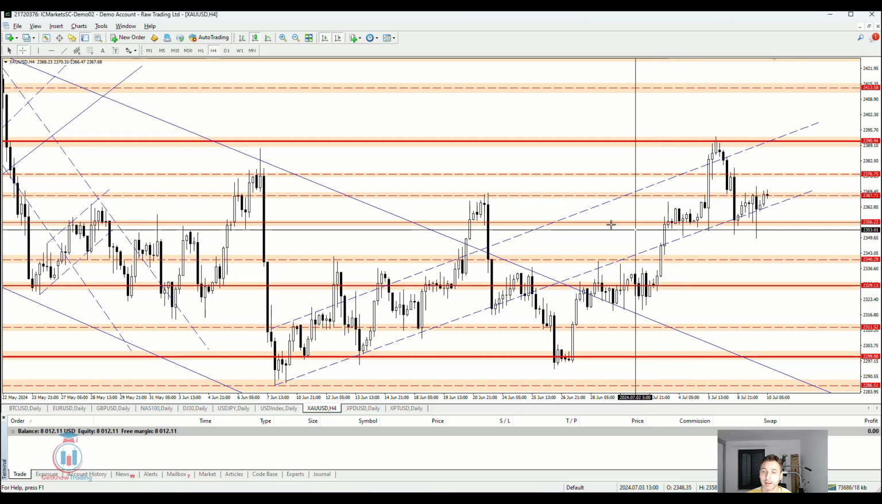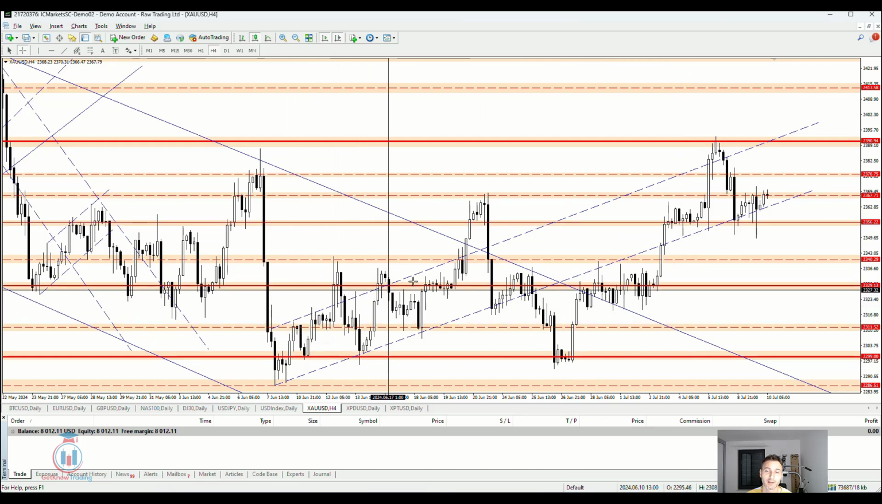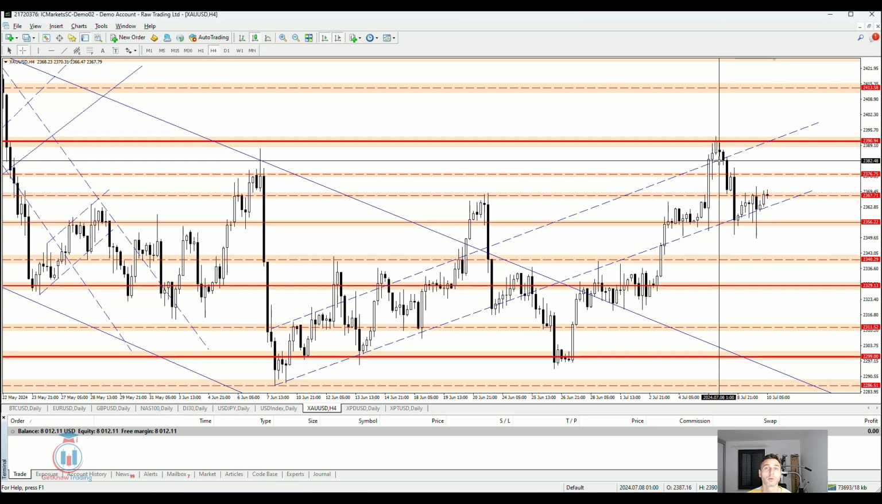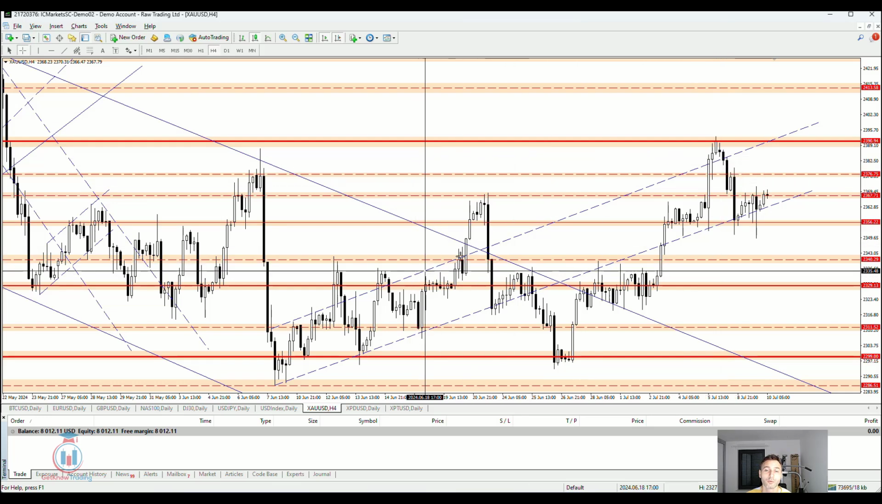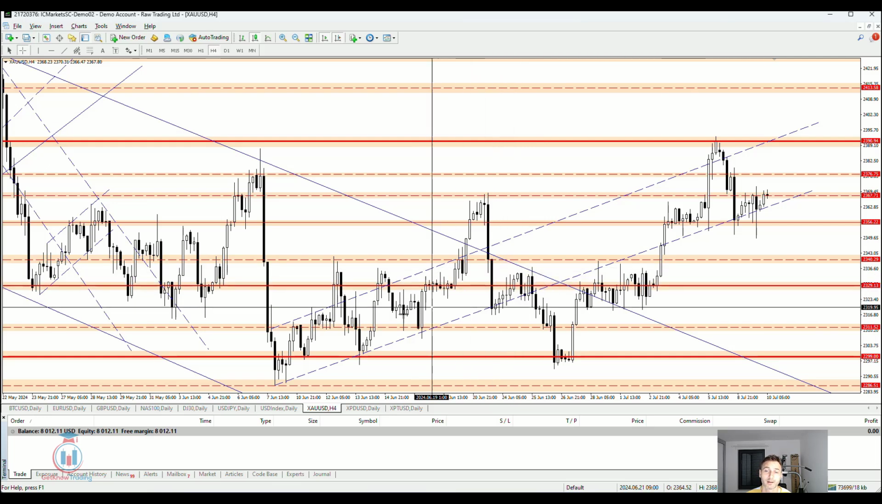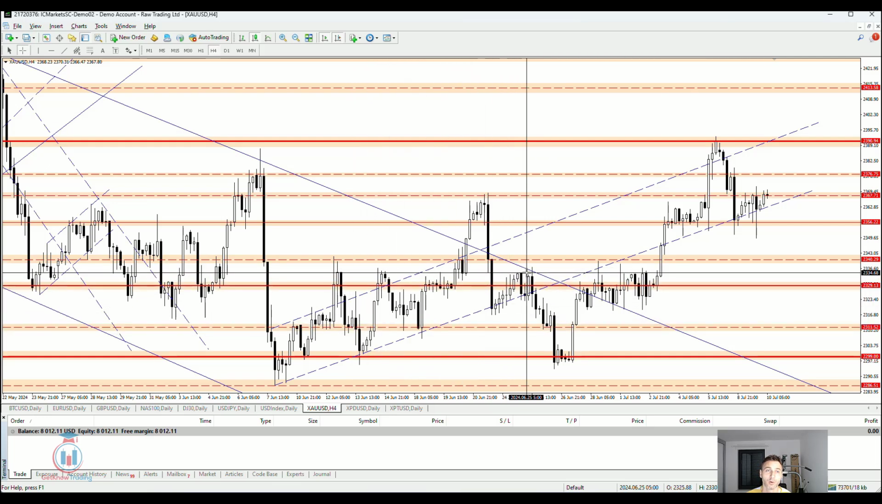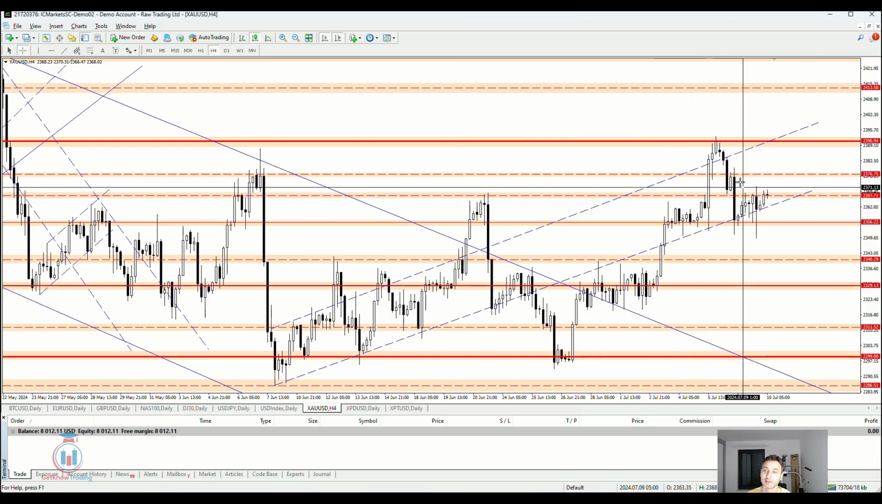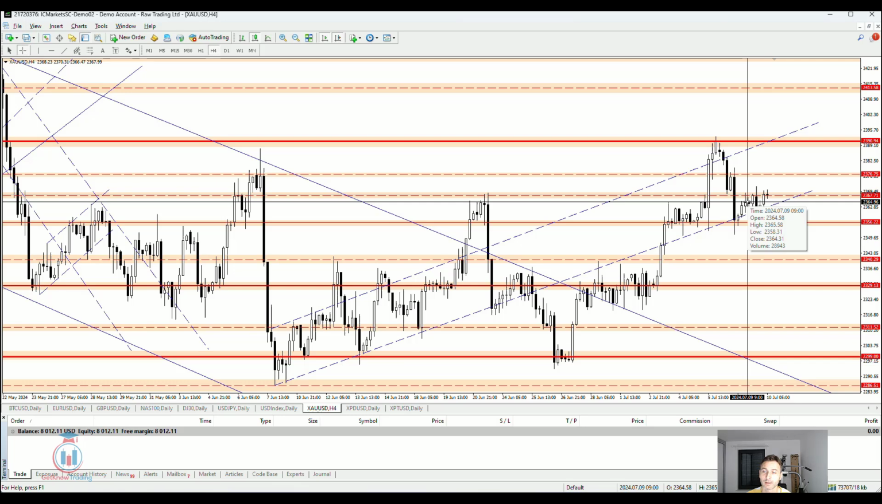Now I have also put here blue lines, with a full line and also a dotted line. They all represent dynamic support and resistance levels, which are called trend lines, and two trend lines also make a channel, so we can see where the trend is. And currently what I can see, the trend on the 4-hour time frame is bullish, where the price has entered again into this bullish channel.